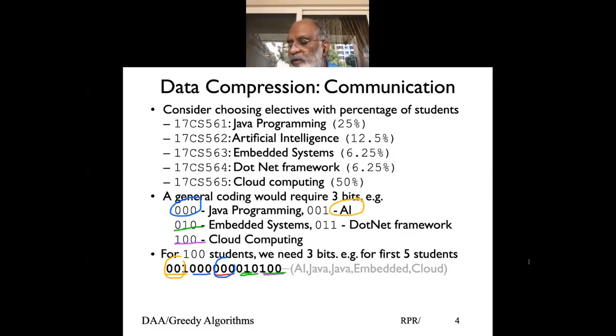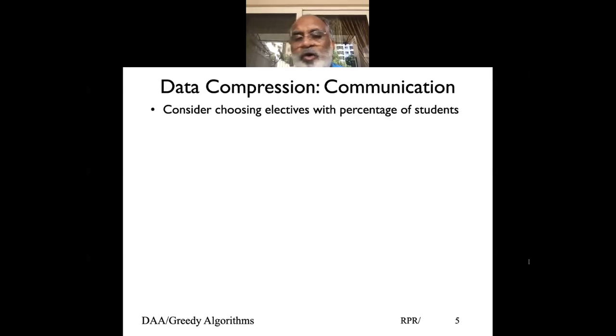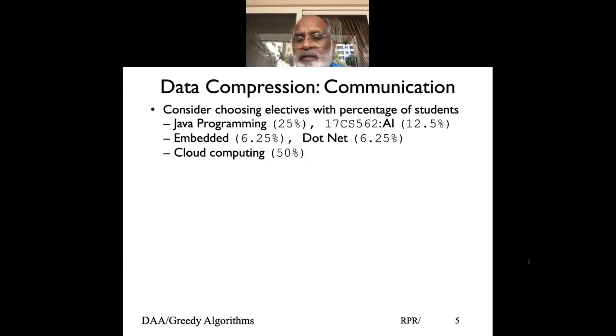And that is what we try to look at. Now, we know that cloud computing is taken by most people, more than Java programming. So maybe we can give a shorter code to cloud and a longer code to the others and see if we can save space. And that is what we'll basically look at. Let's consider one coding scheme for the same case.